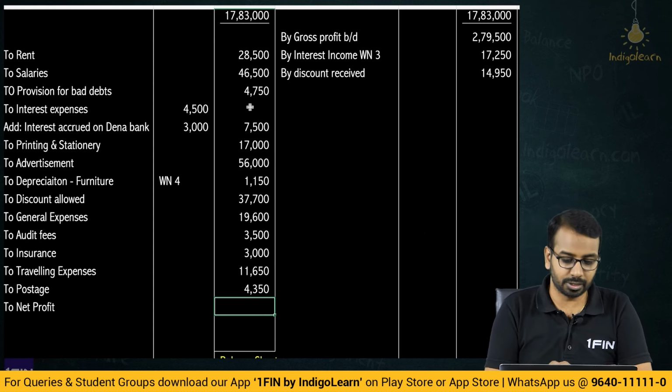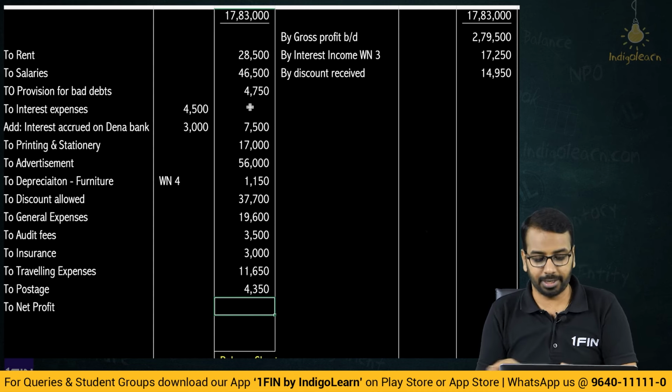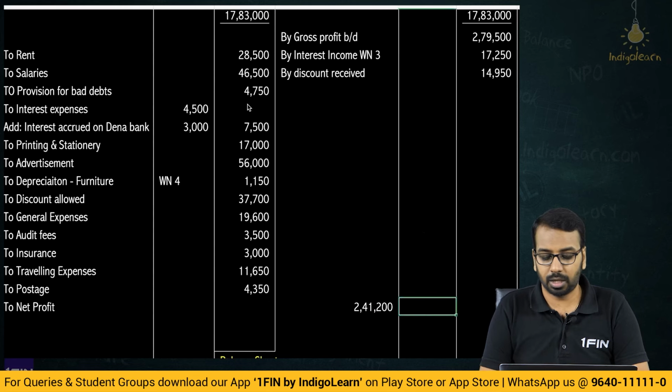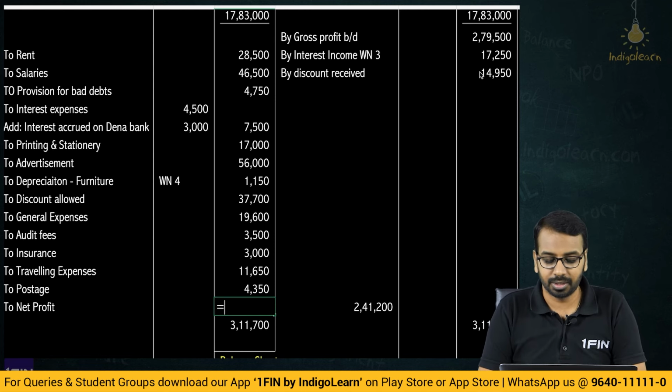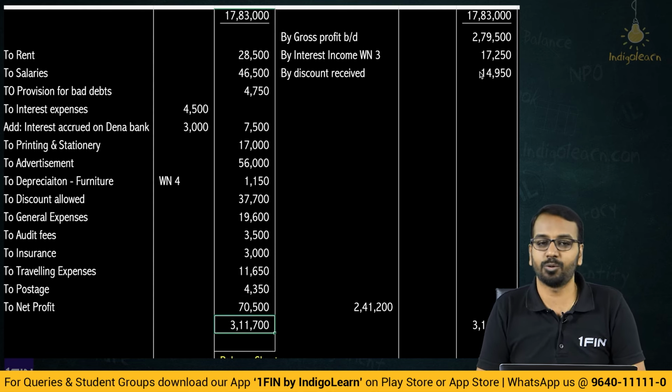Okay. So on the debit side, let's do the total. 28,500 plus 46,500 plus 4,750 plus 7,500 plus 17,000 plus 56,000 plus 1,150 plus 37,700 plus 1,9600 plus 3,500 plus 3,000 plus 1,165 plus 4,350. We get 241,200. Okay. Now what is the total of the credit side? 279,500 plus 17250 plus 14950, 311,700. So here also you'll write 311,700. Debit side is less, credit side is more. We have profit. So net profit, 311,700 minus 241,200, we get 70,500 as the net profit.